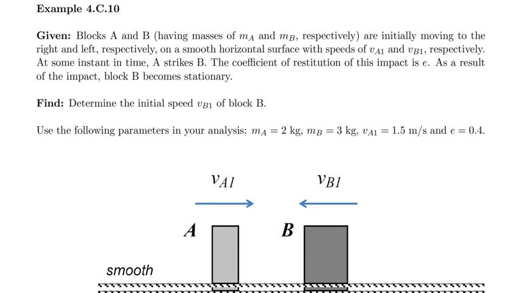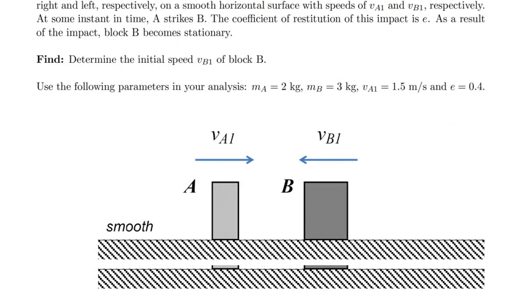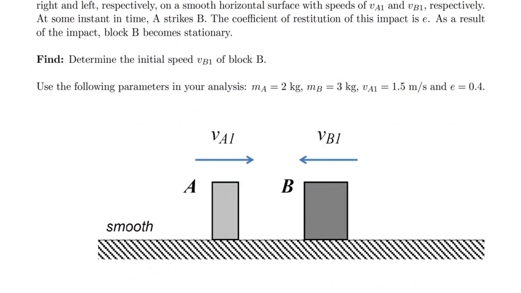As a result of impact, we're told that block B becomes stationary. Based on this information, we're asked to determine the initial speed VB1 of block B.